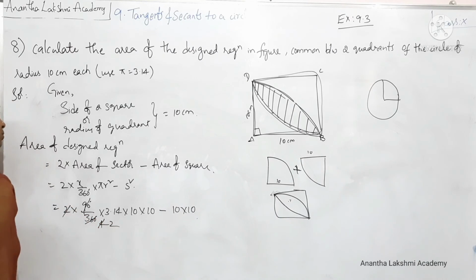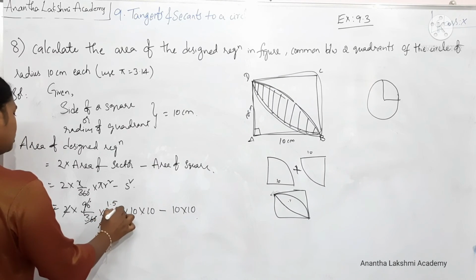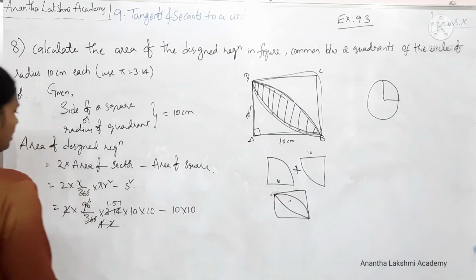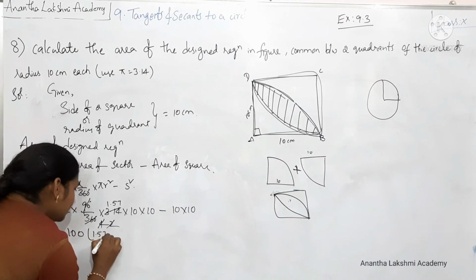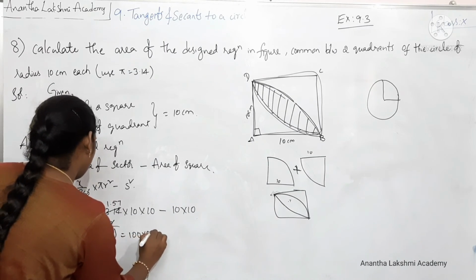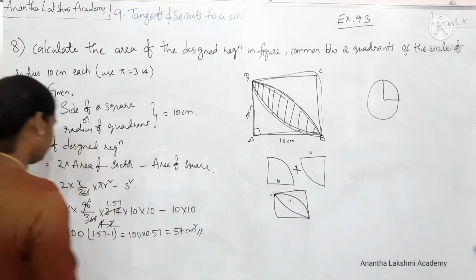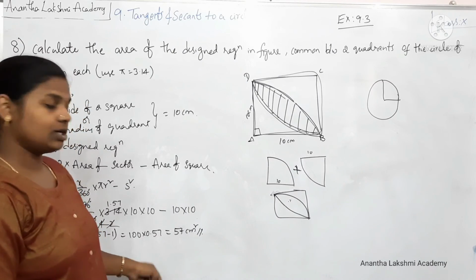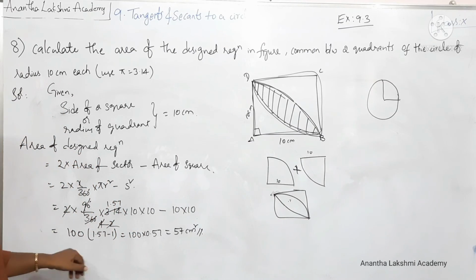Alright, 2 2s are, 2 1s are 2, 5s are 2, 7s are. Alright, so here 100 and 100 are common. So let me take out that 100 common. 1.57 minus 1. That way it becomes 100 into 0.57, which is nothing but 57 square centimeters. 100 into 0.57, if you multiply, the decimal goes off by 2 places. This way it becomes 57 square centimeters.